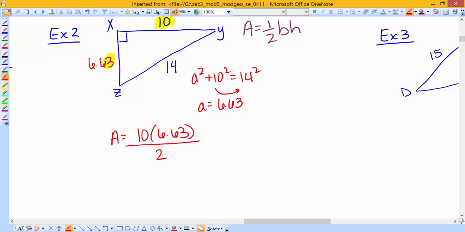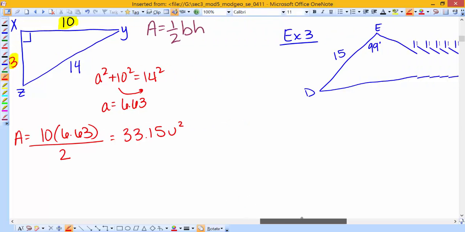Do not use the whole decimal here. Once you identify a side length as being a certain length, we talked about this in class today, once you identify that as being 6.63, just use 6.63, please. Do not use the whole decimal. Then I'm going to divide by 2, and my area is 33.15 units squared.